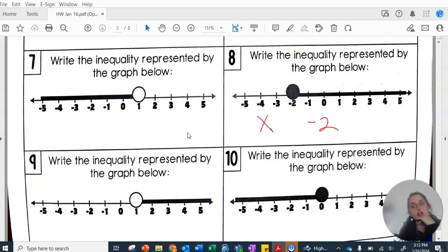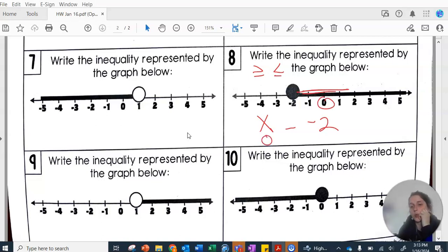And I see a closed circle, so I know it's going to have an or equal to symbol under it. Now I just need to figure out, is it less than or equal to or greater than or equal to? And the way I do that, I choose a number. I'm choosing a number that my arrow goes through. You see this darker line right here? My arrow is going that way. So I'm going to choose 0.